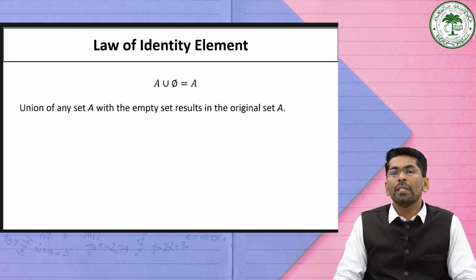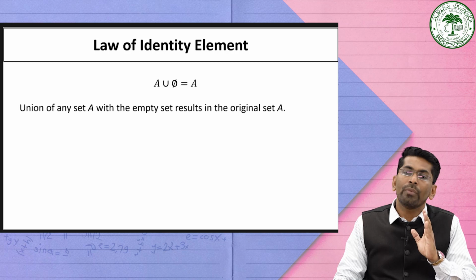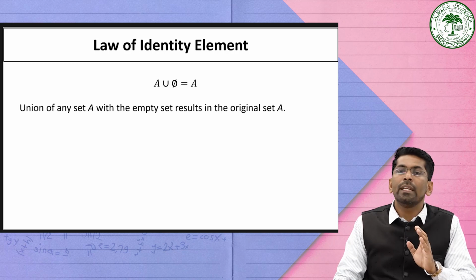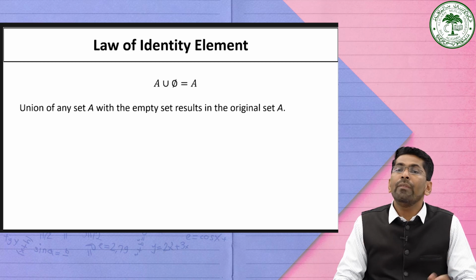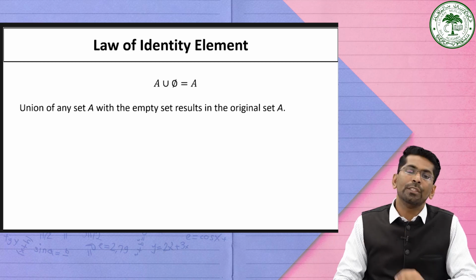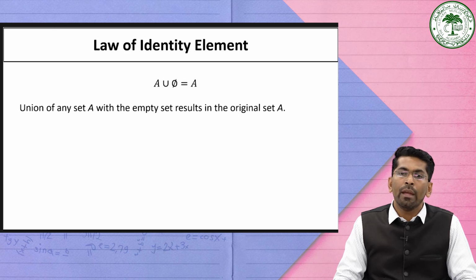The reason for this is that the empty set has no elements. So taking the union of any set with the empty set does not introduce any new elements, leaving the original set unchanged. So we can say that A union phi is equal to A. We can prove it by using an example.